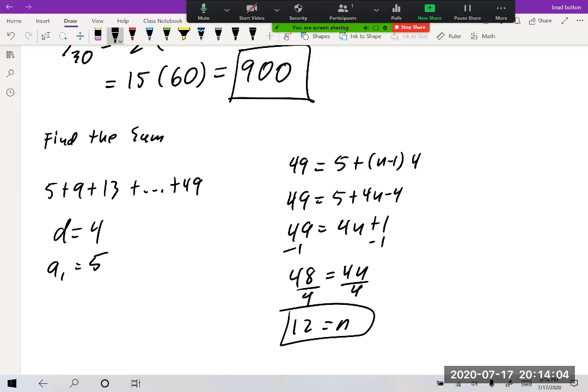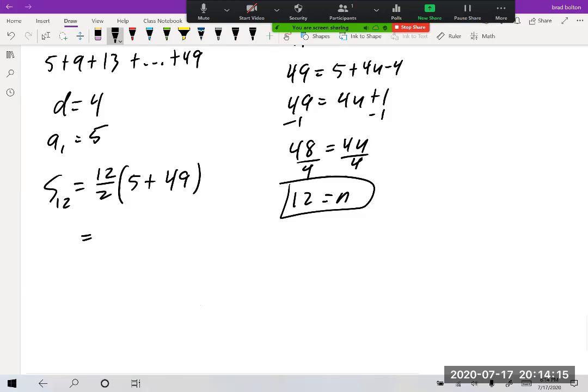So then when I want to find my sum, I do S sub 12, and it's 12 over 2. And then all I do is the first term, 5, plus the last term, 49. And let's see what we get. 6 times 55. Oh, 54, I'm sorry. And I believe that is 324. Yep. So we found the partial sum of this sequence when you add up all these terms.